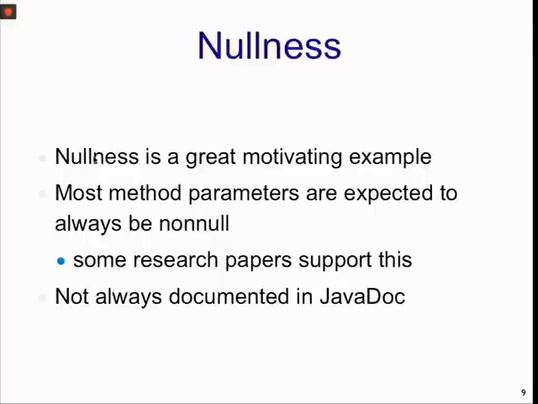Right? So most method parameters are expected to be non-null, always non-null. There are some research papers that support this. It's not always documented in the Javadoc. We've had a number of cases where we say, oh, it looks like our tool found a bug. Let me look at the method spec to figure out whether or not this method is supposed to handle a null parameter. And it's often very hard to figure out whether or not the method is supposed to handle it.